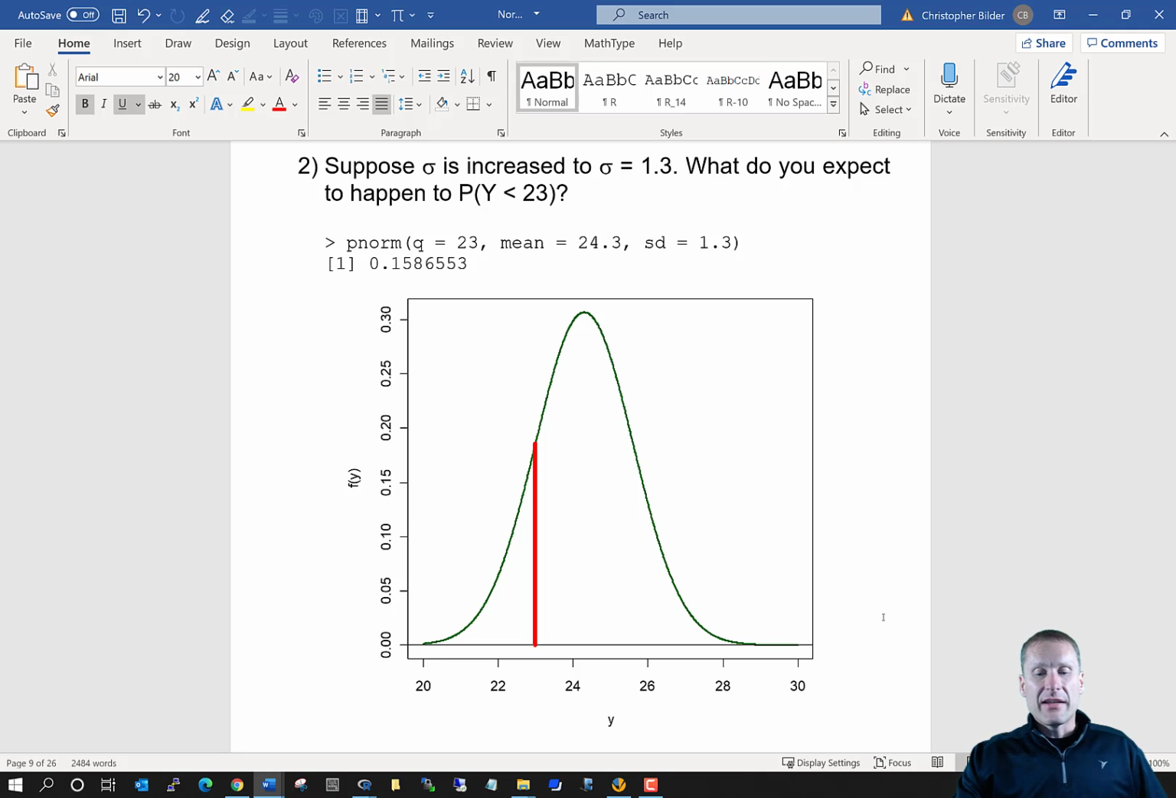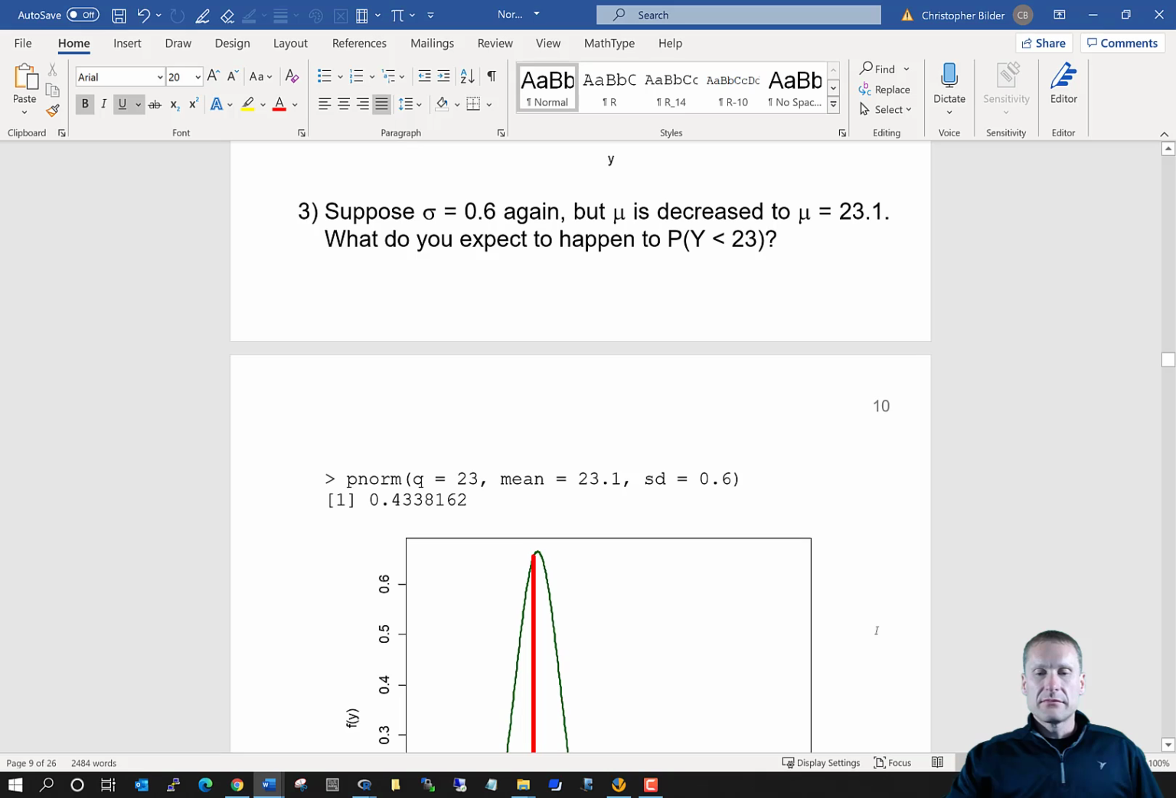And in fact, here's the corresponding plot. And we can see that indeed the area looks larger. And so if I use the pnorm function again, change the sd argument value, I get 0.1586 as that corresponding area underneath the curve.